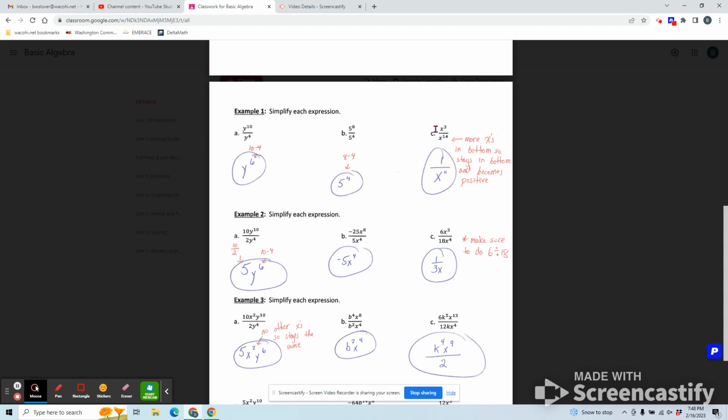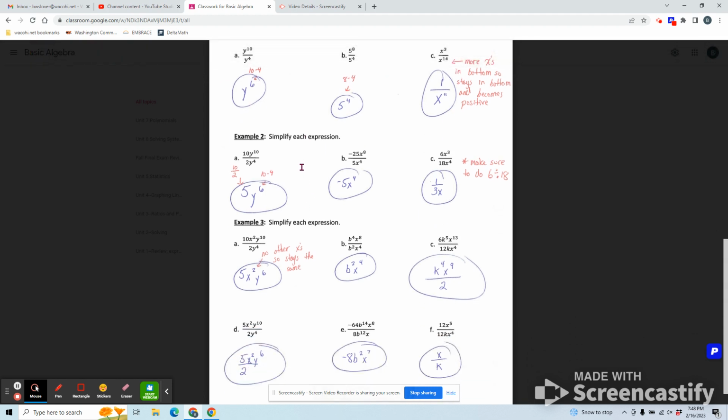Well, if you look at it, I have x cubed over x to the 14th. I have more x's in the denominator than I do in the numerator. So that means after I do that subtraction or that reduction, I'm still going to have more in the denominator, which is why x to the 11th is going to stay in the denominator. It stays positive. Okay, we'll get more into that in our next lesson. But right now we're just going to look and see, oh, there's more x's in the bottom. It stays in the bottom.